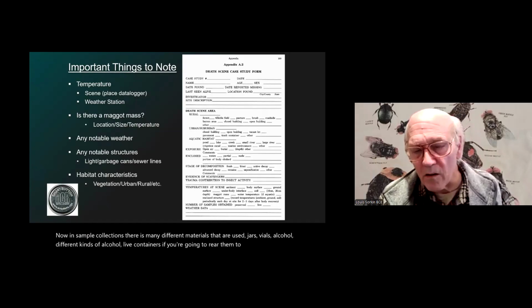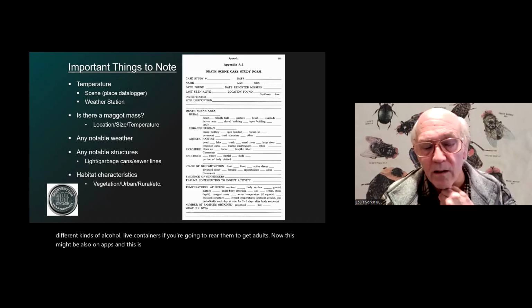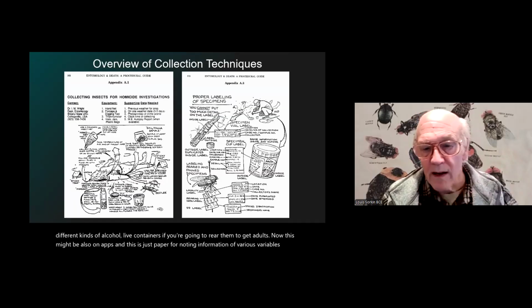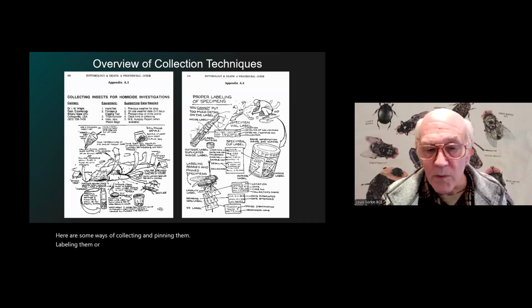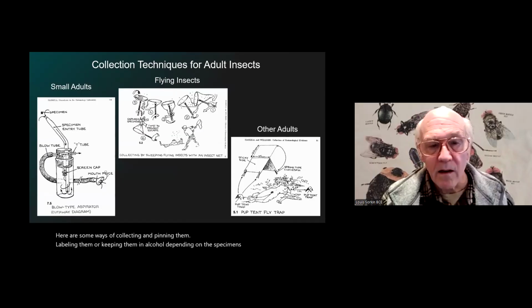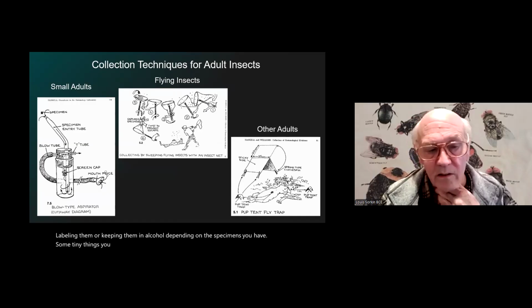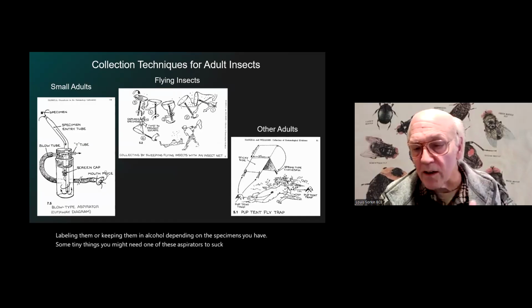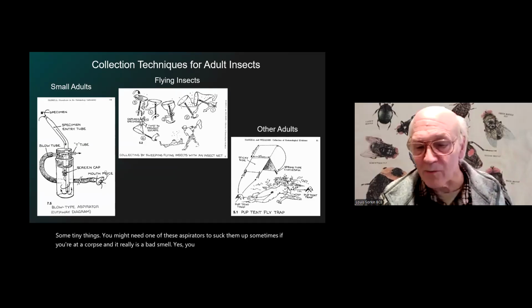Now this might be also on apps, and this is just a paper for noting information of various variables when collecting insects. Here are some ways of collecting and pinning them, labeling them, or keeping them in alcohol, depending on the specimens you have. Some tiny things you might need one of these aspirators to suck them up. Sometimes if you're at a corpse and it really is a bad smell, you have a battery-operated aspirator.